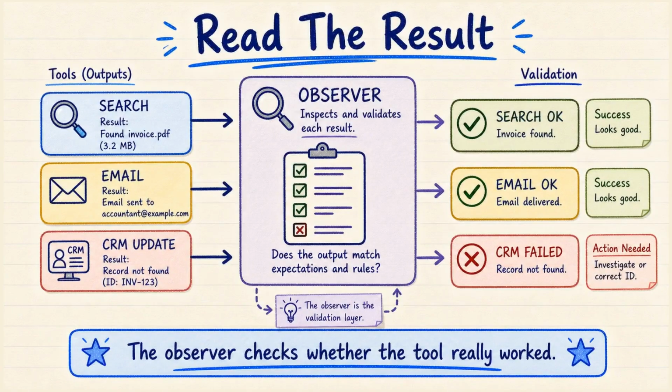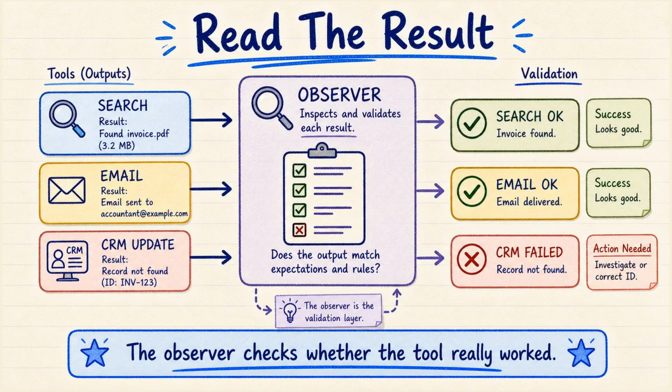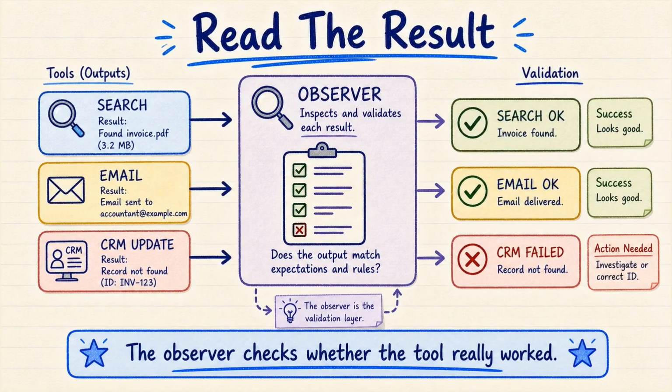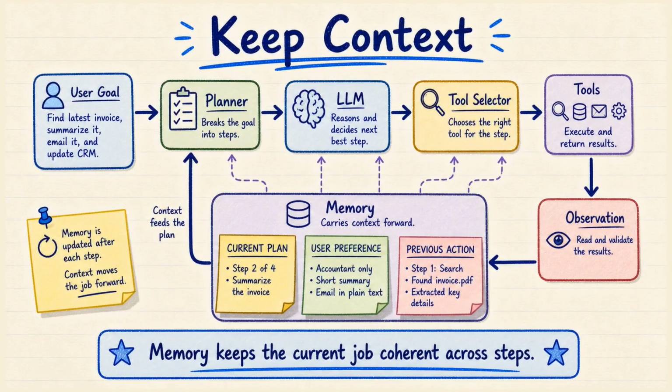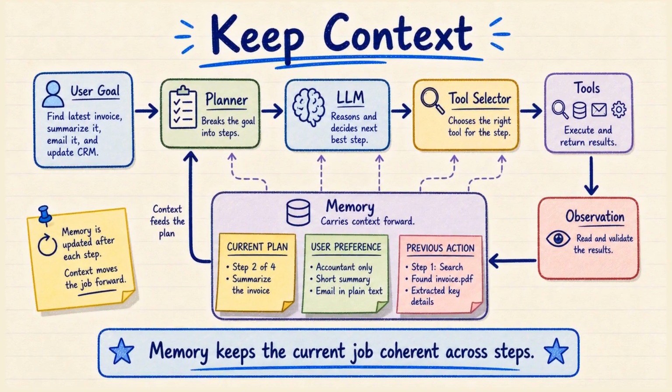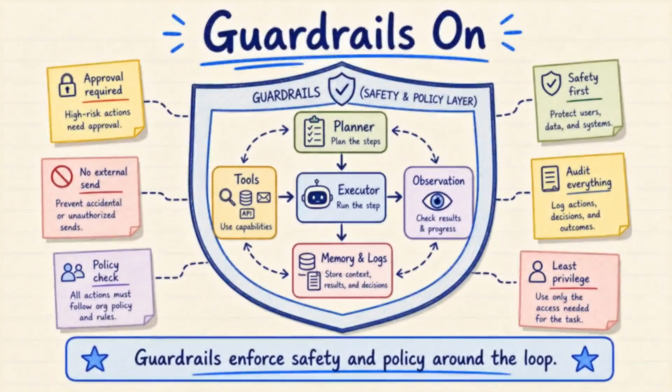After a tool runs, the observer reads the result. Did the search return the right invoice? Did the email API accept the message? Did the CRM update succeed? Observation is how the system stays grounded in reality. Memory is what the agent remembers between steps. That can include the current plan, what already happened, user preferences, or prior actions. Without memory, every turn risks becoming a reset.